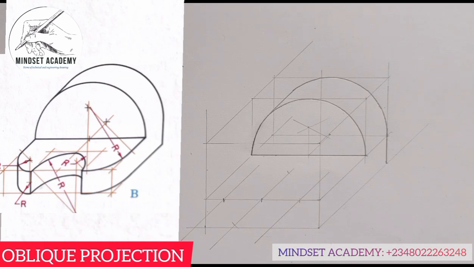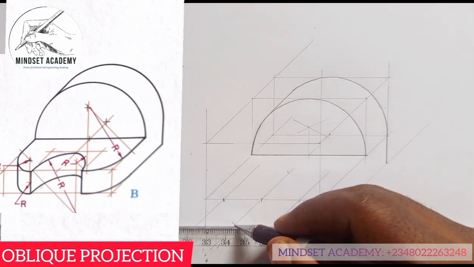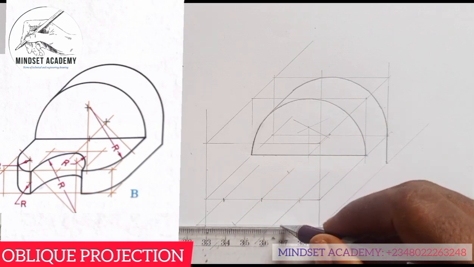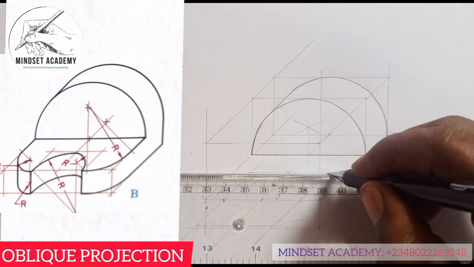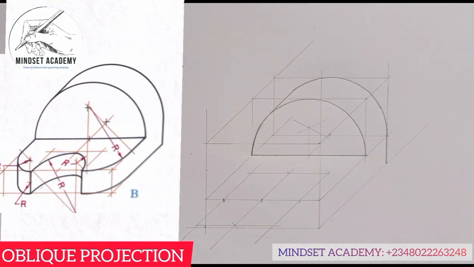Then you close it up with the help of your T-square. And with the help of your T-square. Hope you can see that. Now, see what I'm about to do here.